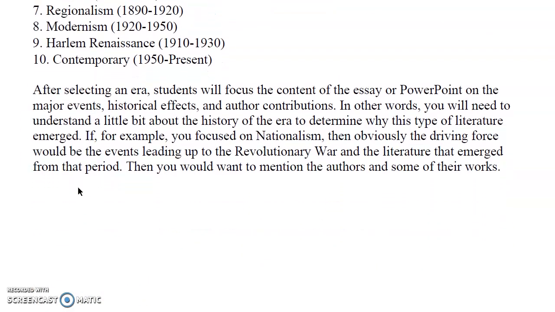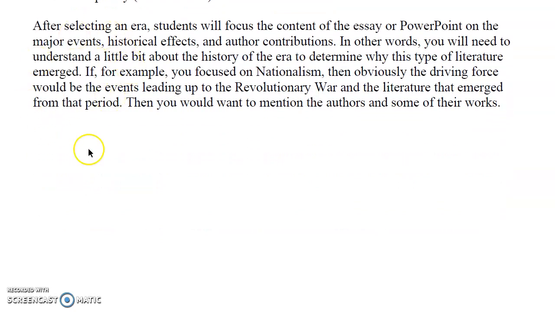Once you pick an era, if this is what you're choosing to do, you're going to focus on the major events and historical effects of that time period. Like, how did that time period affect who America is now or affect the current time. And then major author contributions. So who are the big authors? You're going to give a little bit of the history of the time and then talk about how what was happening led to the literature that we see now.